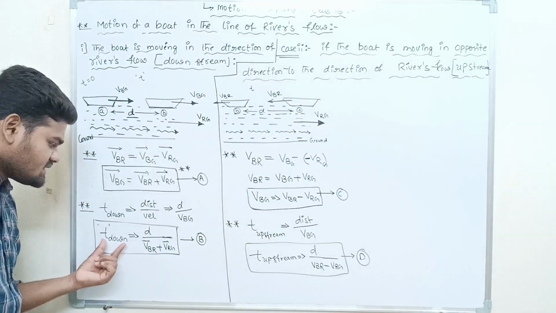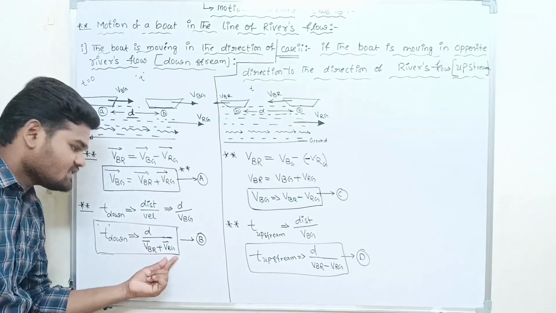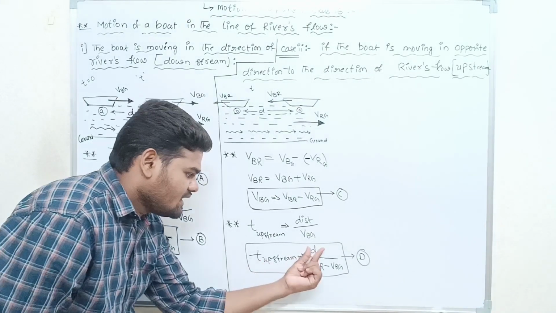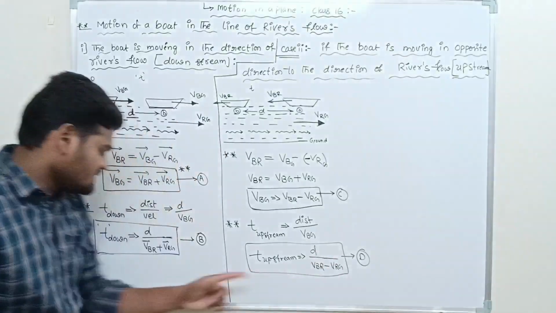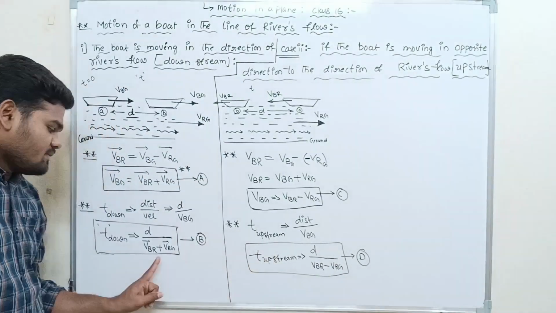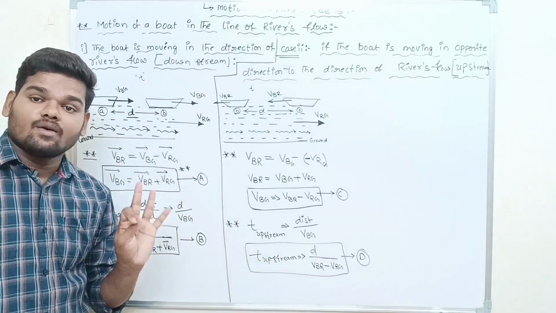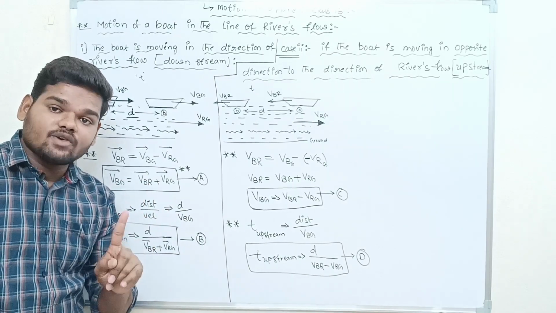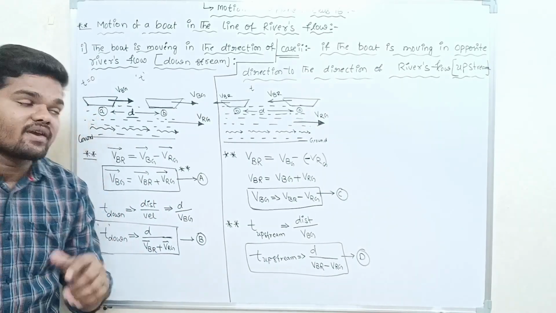So time of downstream is equal to d by VBR plus VRG. Time of upstream is d by VBR minus VRG. Just the minus is different. Okay, any difficulties there? Simple concept. Have you understood? Okay, sir.